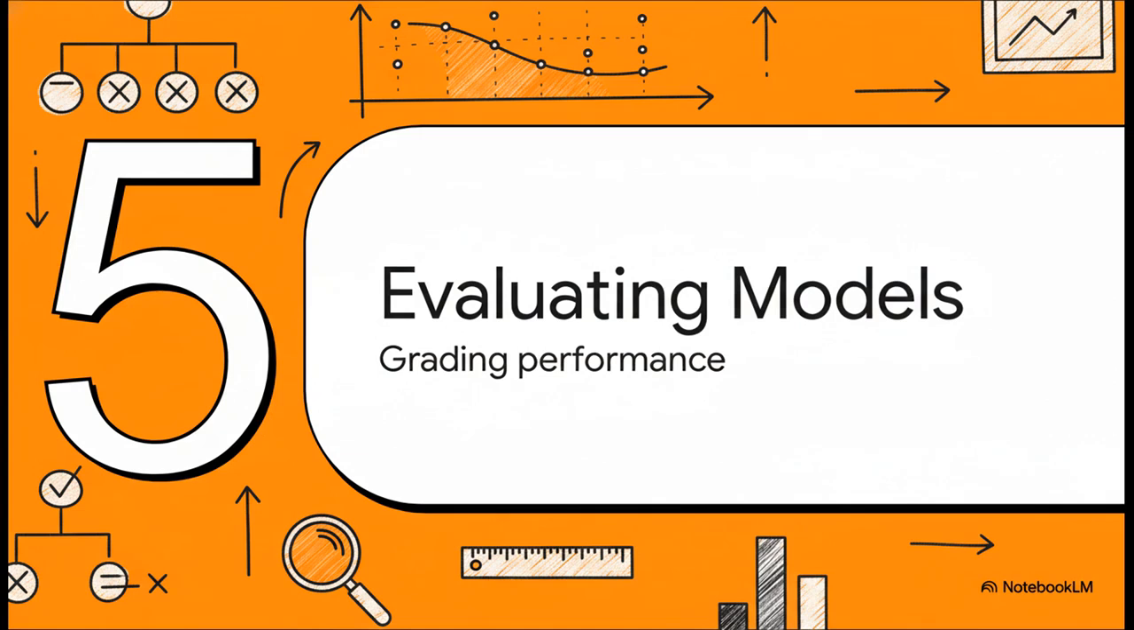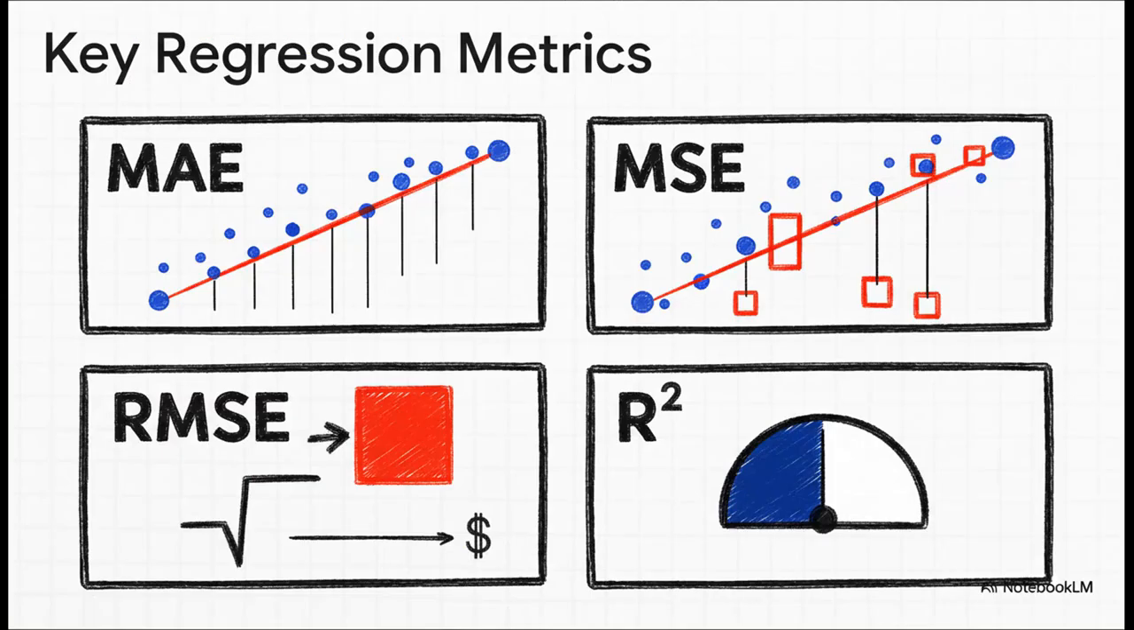All right, so we've built our models, we've got our line, we've got our flowchart, but are they any good? I mean, did it actually work? That brings us to our final big step, actually grading their performance. Well, for regression, we've got a few different ways to grade them, kind of like a report card. MAE, or mean absolute error, is the most direct. It tells you, on average, how many dollars off your price predictions were.